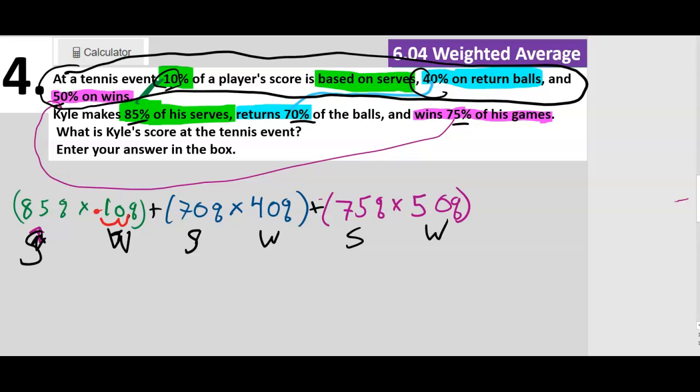1, 2. There it goes. Now we can erase our percentage and how we moved it. Do that to all of those. Now this next thing I'm going to show you isn't necessary, but I highly recommend it.